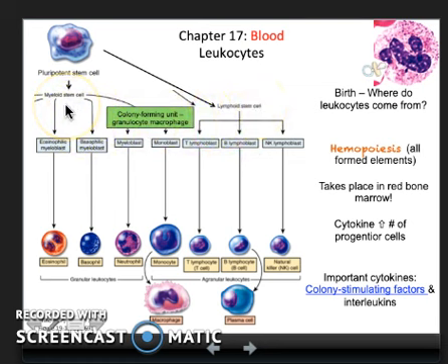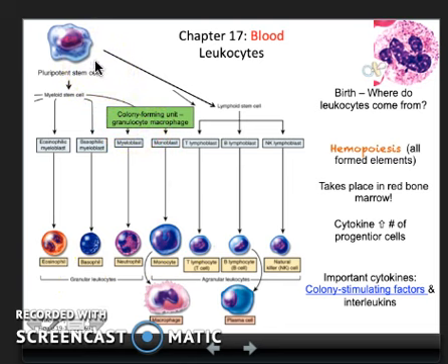And the myeloid stem cell then can differentiate into a couple, actually three different choices. The colony-forming unit granulocyte macrophage will differentiate into the myeloblast or the monoblast, which will then eventually mature into a neutrophil and a monocyte, or an eosinophilic myeloblast or basophilic myeloblast, and those differentiate into the white blood cells you're familiar with, eosinophil and basophil.